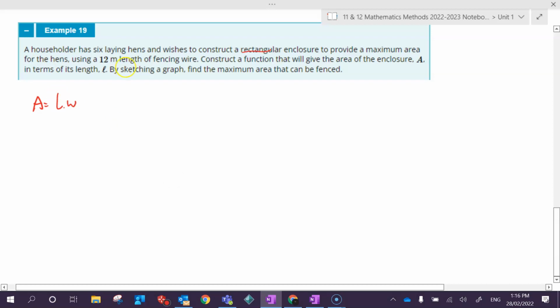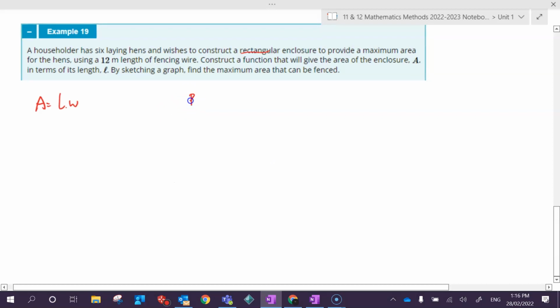They're going to do this using 12 meters in length of fencing wire. So assume it's quite tall fencing wire and maybe it's chicken wire or cyclone wire or something the laying hens can't escape from. So my total perimeter, which is going to be made up of a length and a width and a length and a width. I don't mind if you write 2L plus 2W or 2 bracket L plus W. It doesn't bother me. That's going to equal 12.